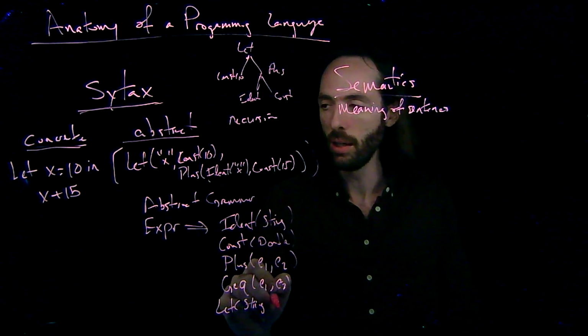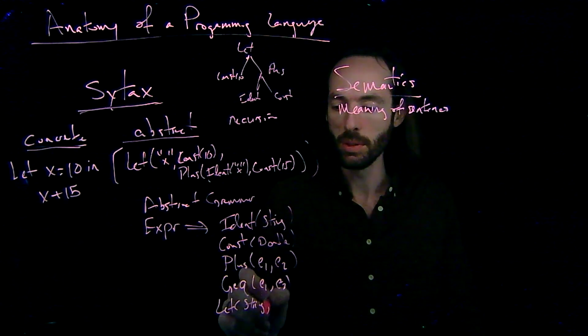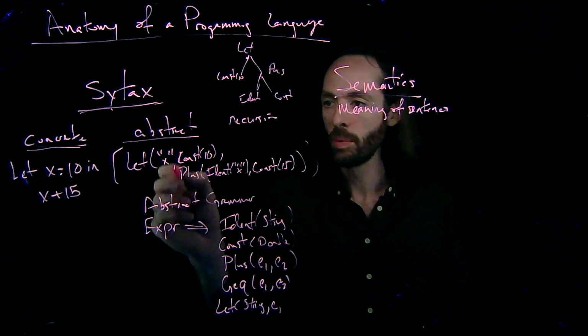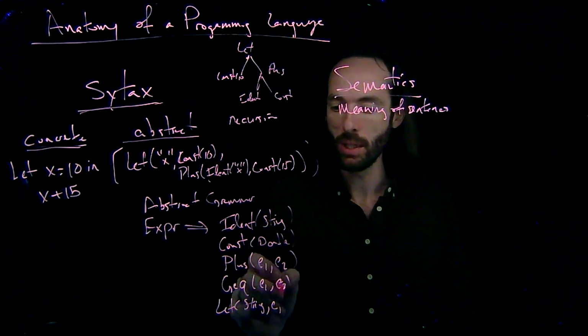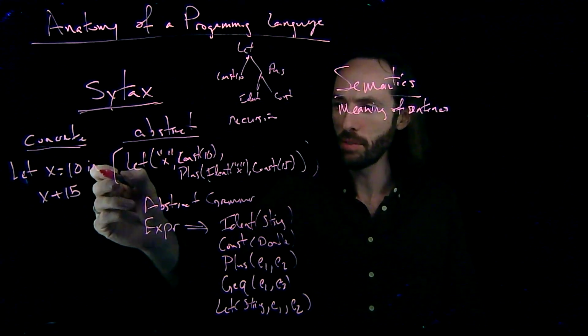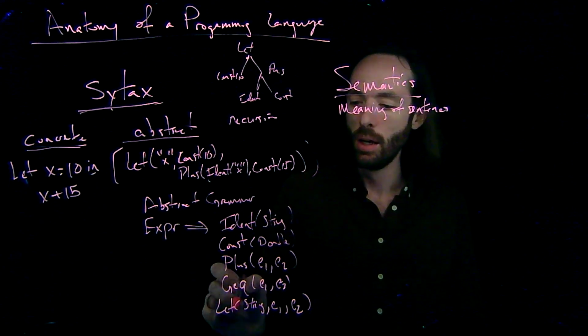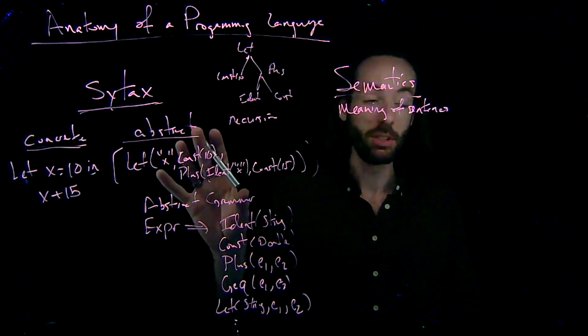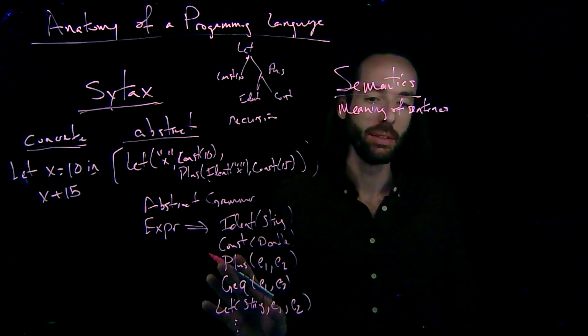of the variable we want to assign to, and takes an expression here, E1. That's going to be the right-hand side of the equal sign, and then it takes another expression, E2, which is the body of the rest of the program after this in statement. And there's going to be a bunch of these, and we're going to be adding to this grammar list as our class goes on.